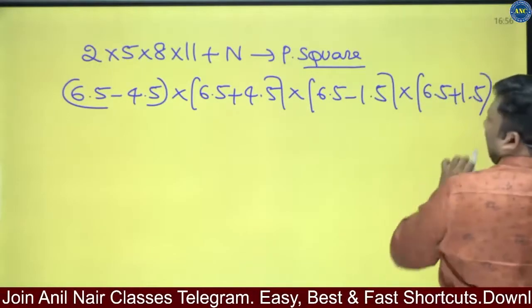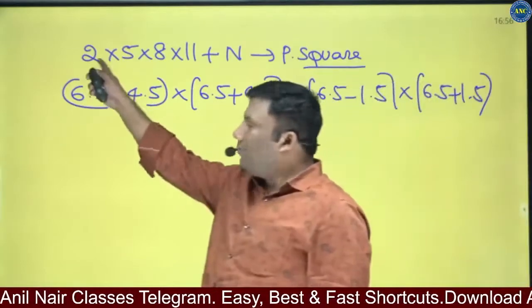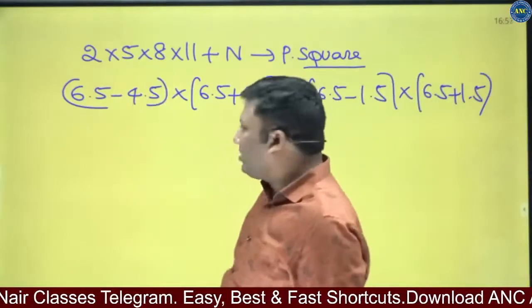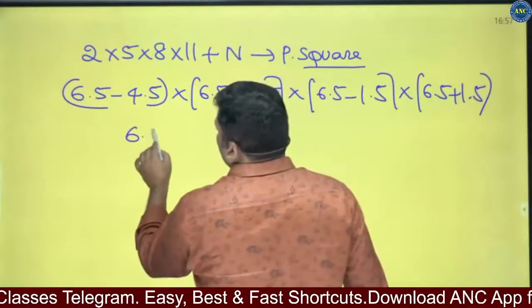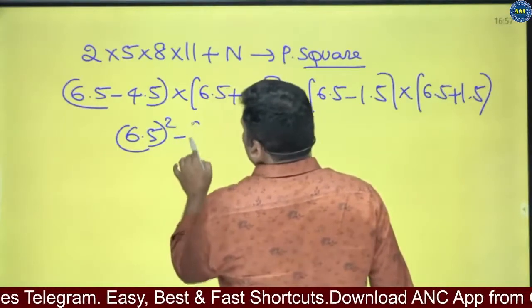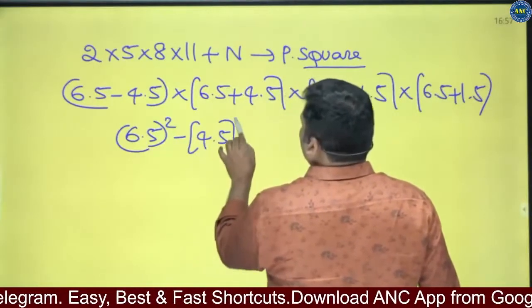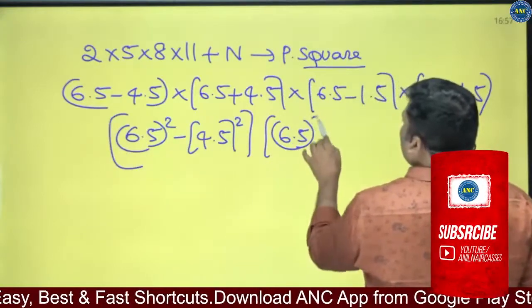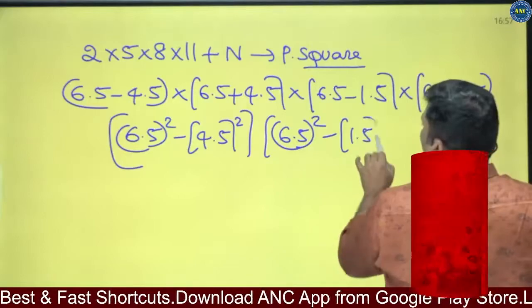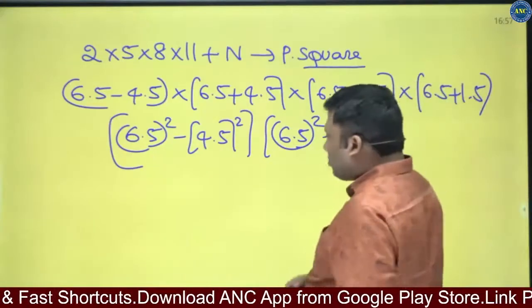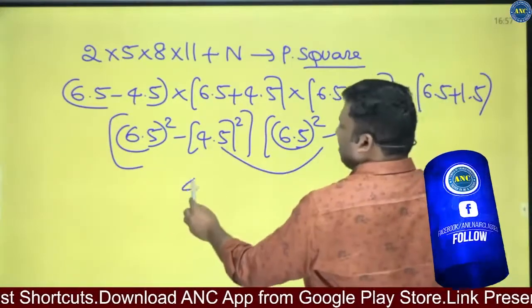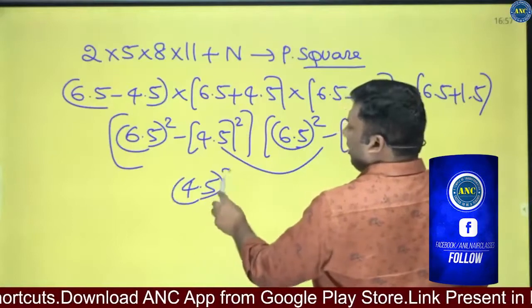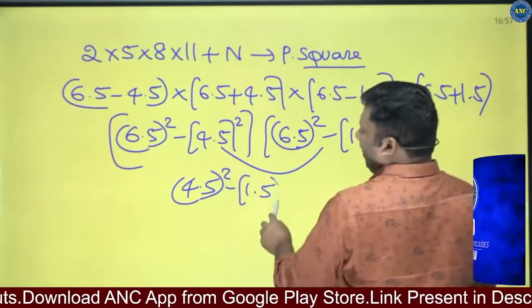I hope it is clear. From where did this 6.5 come? 2 plus 11 by 2, 5 plus 8 by 2. So this will become 6.5 whole square minus 4.5 whole square. This will become 6.5 whole square minus 1.5 whole square. Are you all with me? So what is the difference? The difference is 4.5 whole square minus 1.5 whole square.